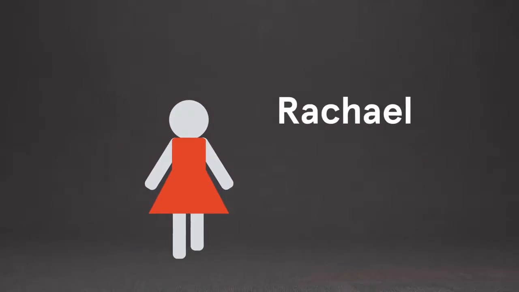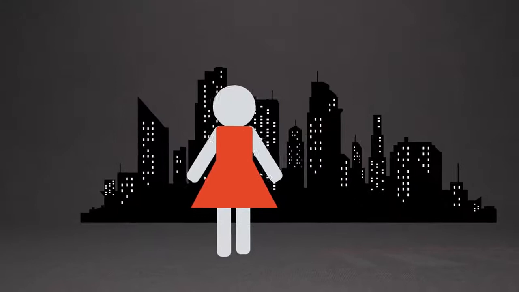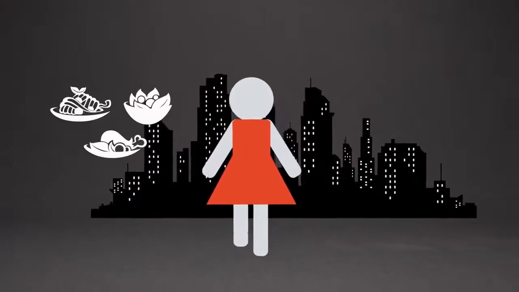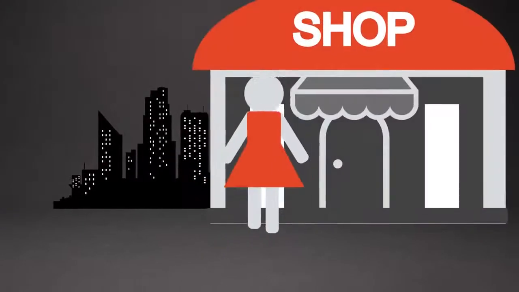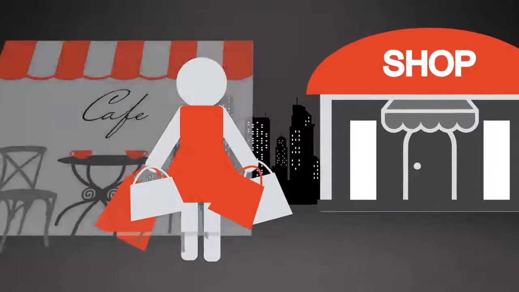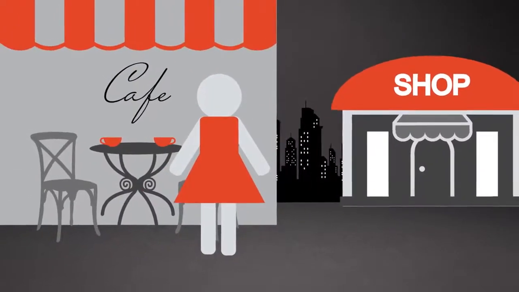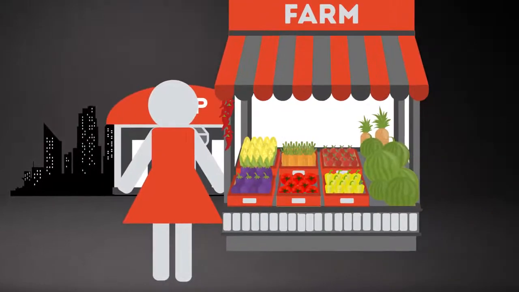Here's an example. Persona: Rachel, a 32-year-old who lives alone in the CBD. Need: needs to eat three meals a day. Insight: as a single person living in the CBD, Rachel needs to do her grocery shopping, but doesn't want to carry home heavy shopping bags. She also doesn't always eat at home. It's important to Rachel that she has fresh produce at a reasonable price.